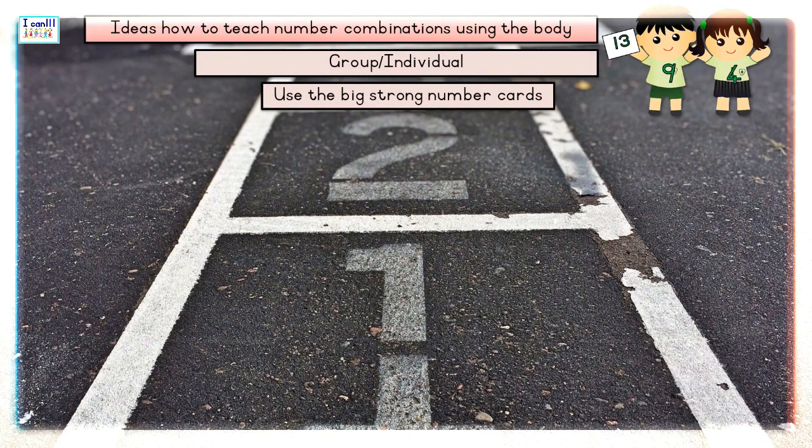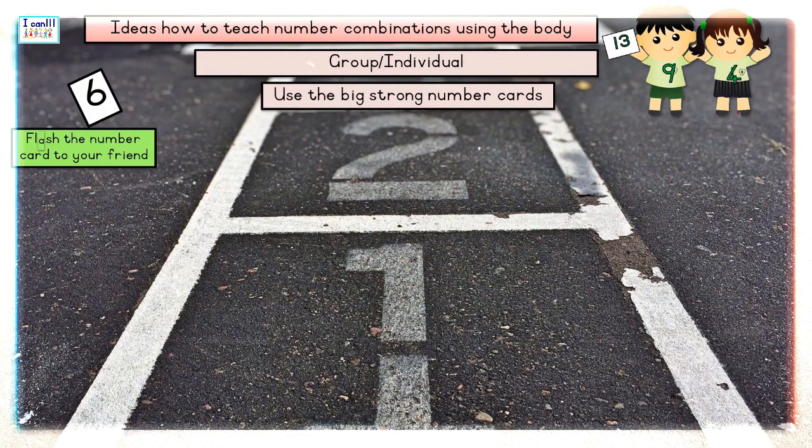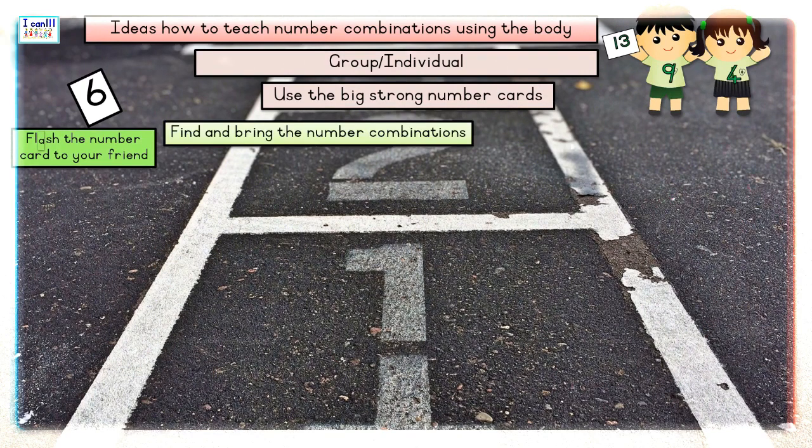You can do the exercises outside, or if you have space in the classroom, you can do it there as well. Flash the number card to your friend. For example, the number 6. Pack your number cards outside on the grass so that you can see them easily. Go and find the combinations of the given number.